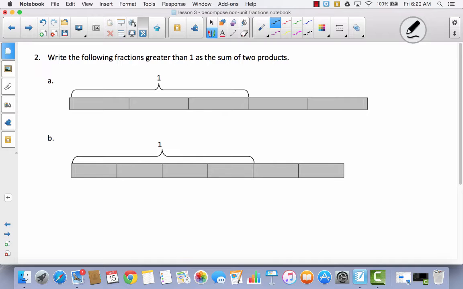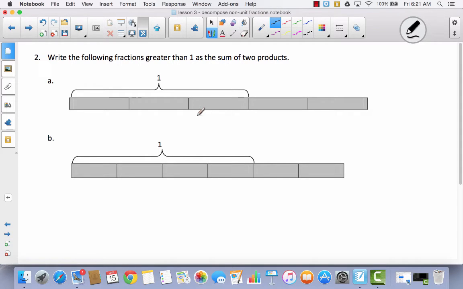Write the following fractions greater than 1 as the sum of 2 products. So we're just going to add these 2 fractions together. These are greater than 1. I know they're greater than 1 because here's my whole, and then I have more than one whole. So I'm going to look at my whole and see how many parts it's divided into. It's divided into 1, 2, 3 parts.